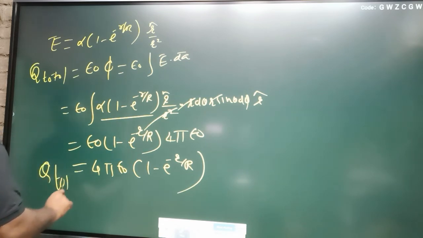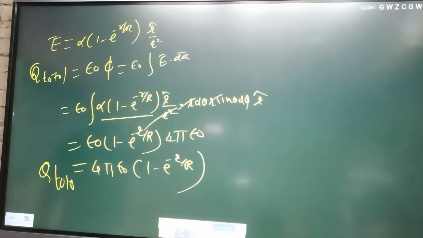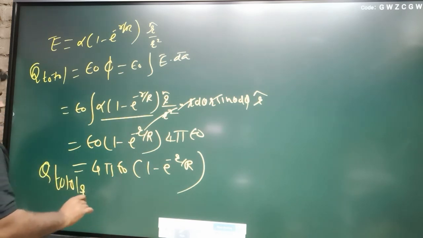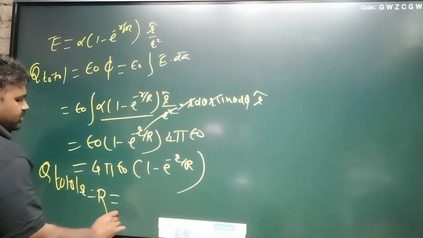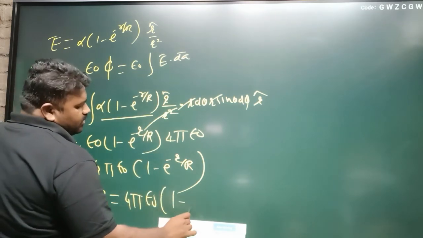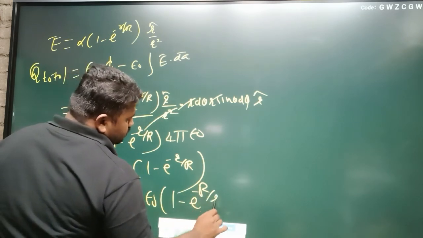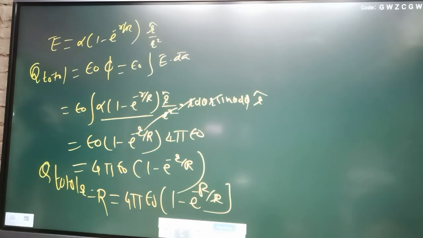At what value? At capital R value. Where does the total charge come? Small r is equal to capital R. Total charge on surface means small r is equal to capital R, so e raised to the power minus 1, that is 1 minus e raised to the power minus 1. Next problem.